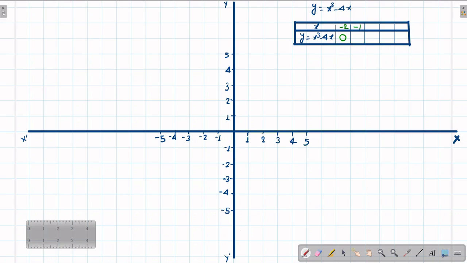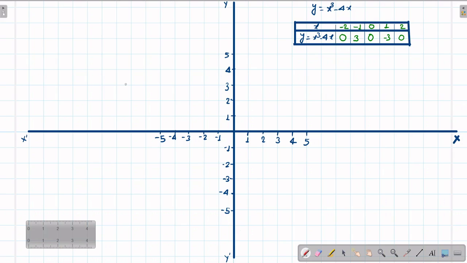Next take x is equal to 1. Then the polynomial value will come out 3. When you put x is equal to 0, then this becomes also 0. When you put x is equal to 1, this comes out to be minus 3. And when you put x is equal to 2, then y is equal to 0. So again, we need to plot these points on this graph, and then only we can draw the smooth curve.